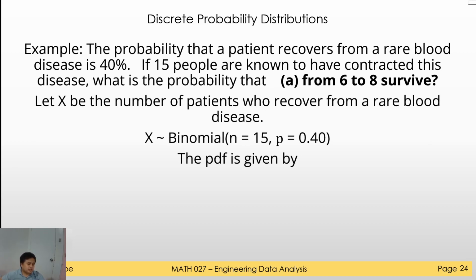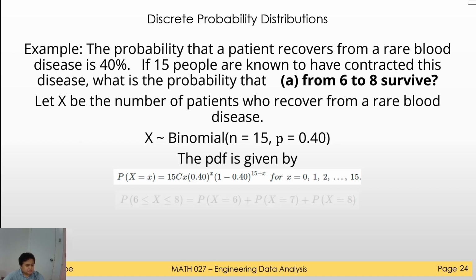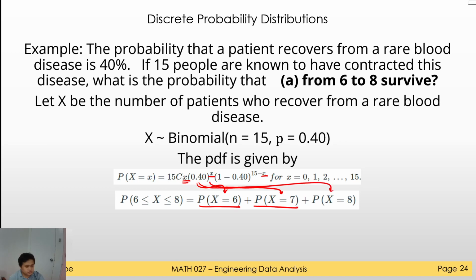So the probability distribution function will be this. Substituting the n and the p, and then substituting the x for each of the cases. So basically, we have to substitute 6 for the first case, then 7 for another case, and then 8 for another case. So add these 3 distributions, then we have the total probability that from 6 to 8 will survive.